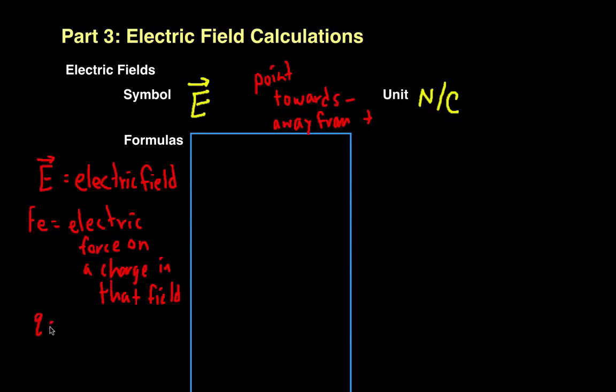Lowercase q is a charge in the field. This is going to be different from capital Q, which we're going to use to refer to the charge that produces the field.